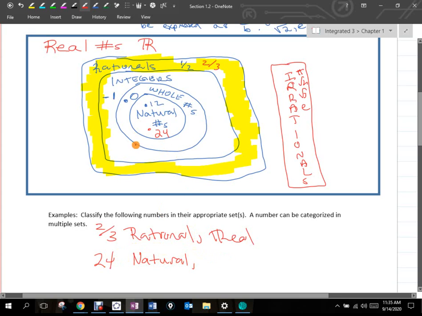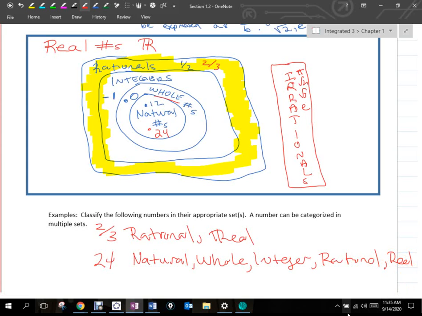But if it's natural, it automatically is a whole number. If it's a whole number, it's automatically an integer. And if it's an integer, it's automatically rational. And if it's rational, it's automatically real. Does that kind of make sense? So once you find its home, where it belongs, it is then also able to be classified as the sets that are bigger than it, or the sets that contain it. Does that kind of make sense? Okay.